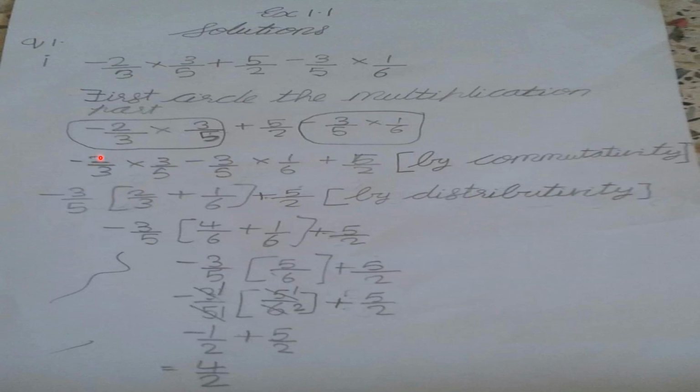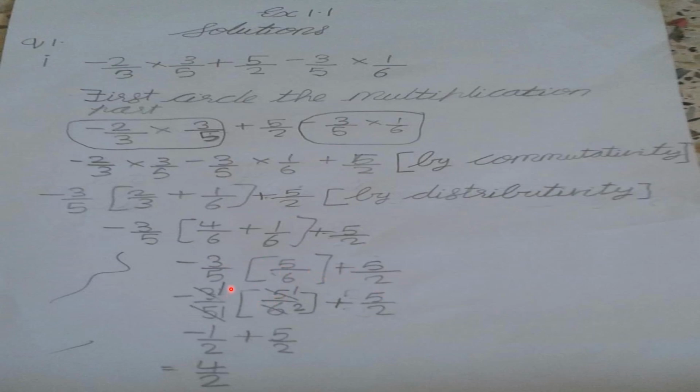Now we need to put only the multiplicative terms inside the bracket, and the adding symbol we need to put outside. So it will be negative 3 by 5 bracket 2 by 3 plus 1 by 6 bracket plus 5 by 2. So it will be negative 3 by 5 bracket 4 by 6 plus 1 by 6 bracket plus 5 by 2, which is negative 3 by 5 bracket 5 by 6 plus 5 by 2.